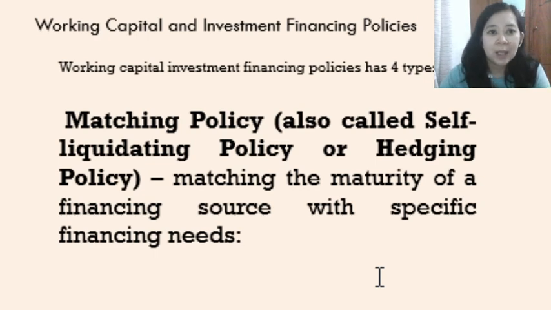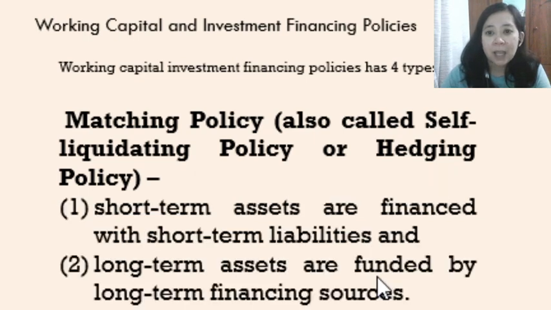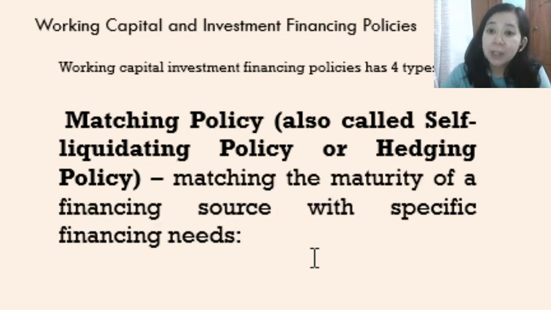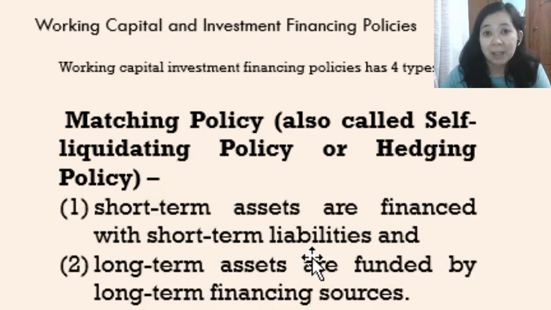The third policy is the matching policy. This is also known as the self-liquidating policy or hedging policy. Here, what the entity does is match the maturity of a financing source with the specific needs. Meaning to say, the short-term assets can be financed with short-term liabilities, or the sources of our short-term assets can be from short-term liabilities. And the long-term assets can be funded by long-term financing sources. So we just match the maturity of the financing source to the specific needs.